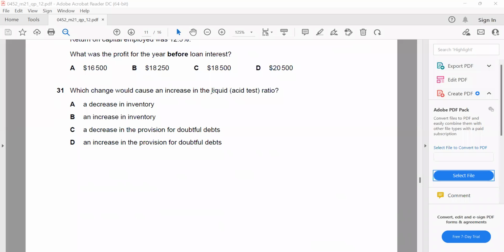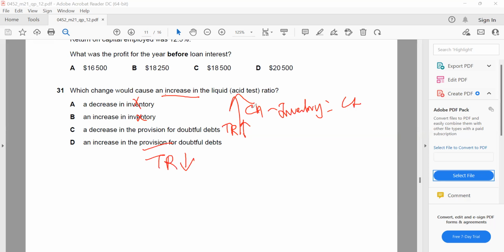Which change will cause the increase in the liquid acid test? So the formula is current asset minus inventory over current liability. Increase means this one has to increase. So inventory has no effect, it has not increased the item. So when provision decreases, trade receivable increases. Provision increases, trade receivable decreases. So this increase can cause this one to increase. The answer should be C. Okay, now let's continue.